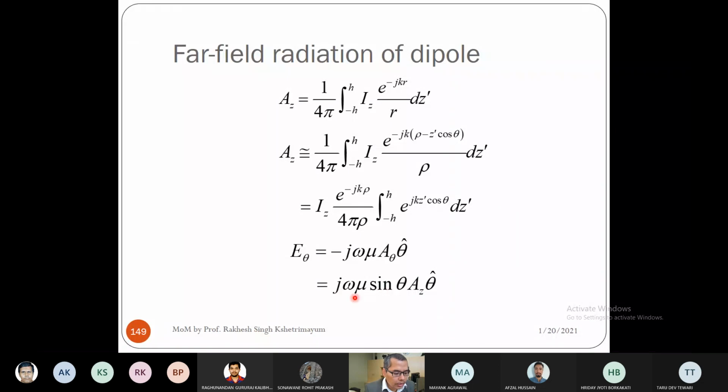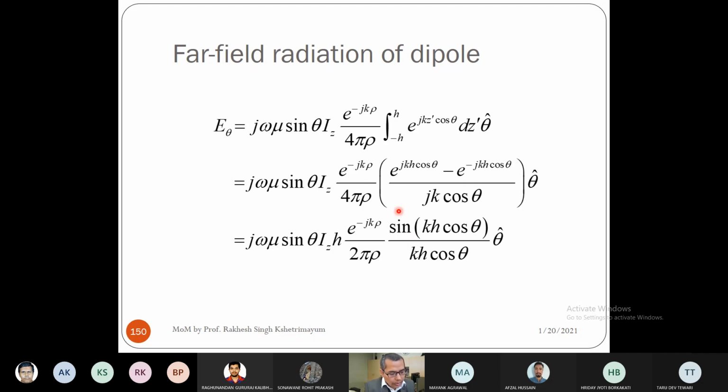You can find out e theta as j omega mu sine theta az. This will give you the theta component. So once you have az, you can find out e theta, which will give me the far field radiation pattern of this wire dipole antenna, and I can find out az from the iz. Once I have iz, then I can find out az from this relation you have here.